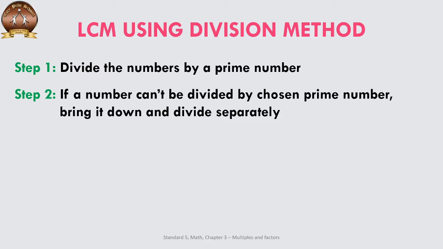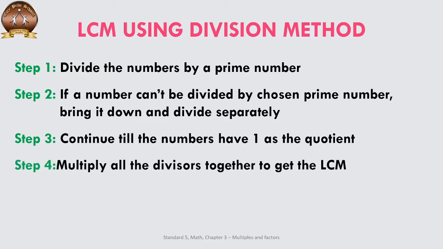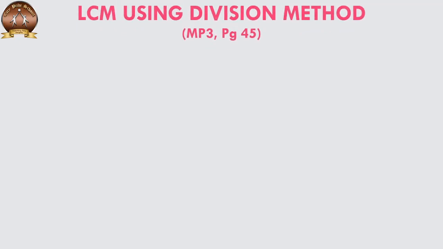Now how is this division done? I'll show you in the coming few examples. And then step 3. Continue till the numbers have 1 as the quotient. Multiply all the divisors together to get the LCM. So whatever divisors that we get in this method, we are going to multiply all of them together and we'll get the least common multiple.